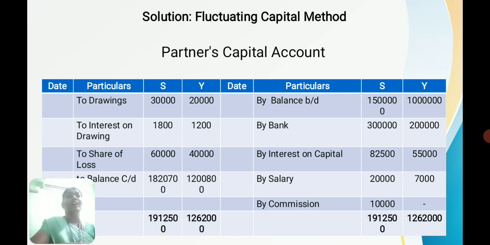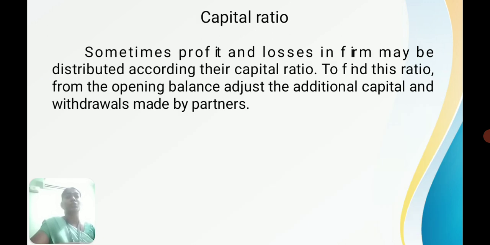Then we go for capital ratio. Capital ratio means the ratio which we have taken from the capital. We all know that the share of profit is always divided within the partners as per their agreed ratio, which is given in the partnership deed. If it is not given in the partnership deed, they can divide the profits and losses equally.